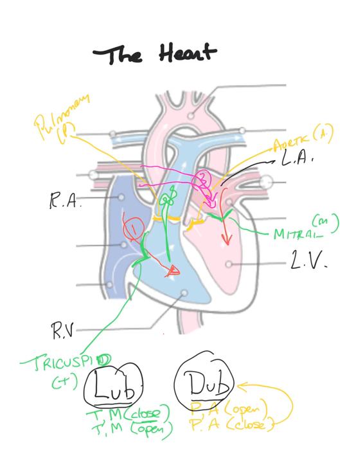And step number 4, let me get another color. How about we use orange? Step number 4 is when the blood goes from the left atrium to the left ventricle. Where does blood go from the left ventricle? It goes out through the aortic valve, out to all the parts of your body.